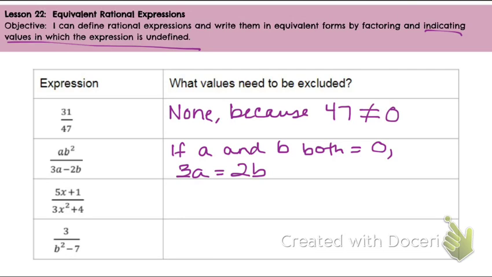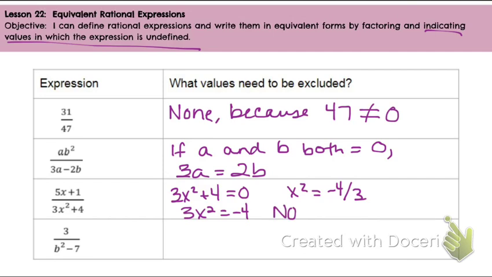So the next one, 3x squared plus 4. We're trying to figure out when that equals 0. So now we have 3x squared equals -4, so x squared equals -4/3. In terms of real numbers, that will never happen. So no real numbers will be excluded.